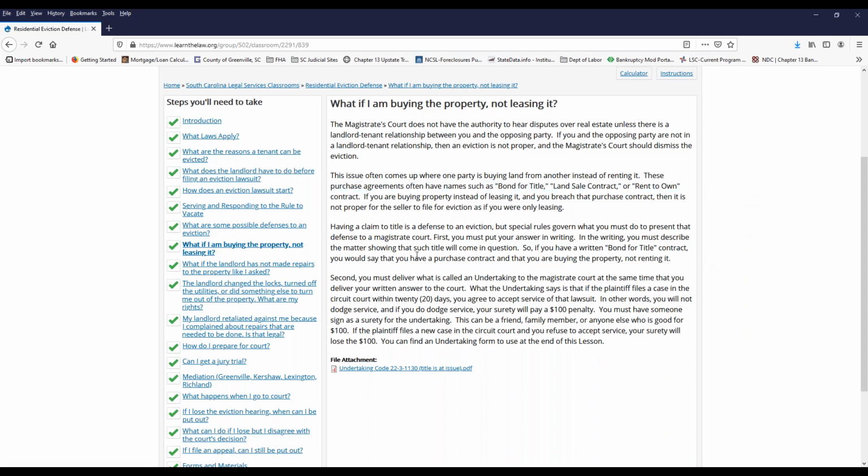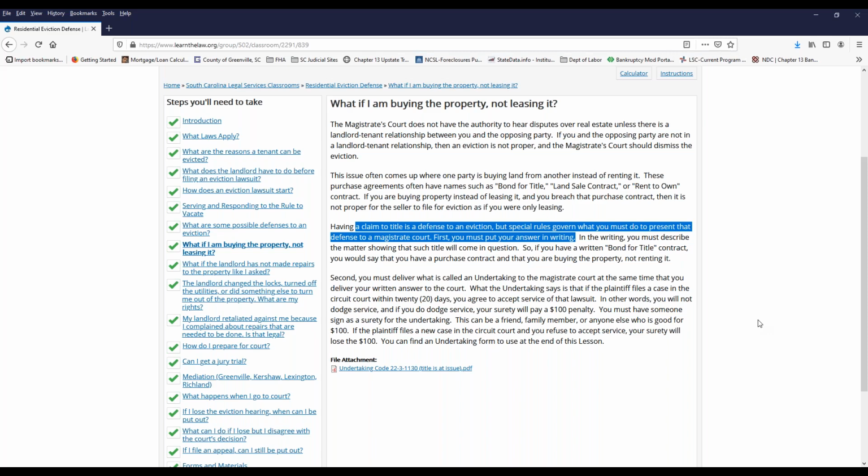There's also one thing to keep in mind. If you do claim title to property and that's your defense, hey, I'm buying this, I have some sort of title to this property, I've paid $20,000, I put down $10,000 as a down payment, something like that, you have to put it in writing. You need to raise that issue when you respond to the magistrate court. There's also a statute that requires you to fill out something called an undertaking and to provide it to the magistrate court at the time you file your answer. I know these rules are technical, but they're out there, so you should be aware of them.